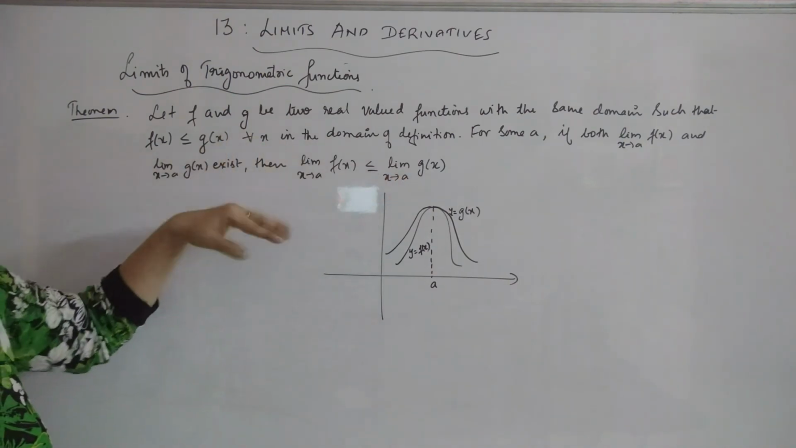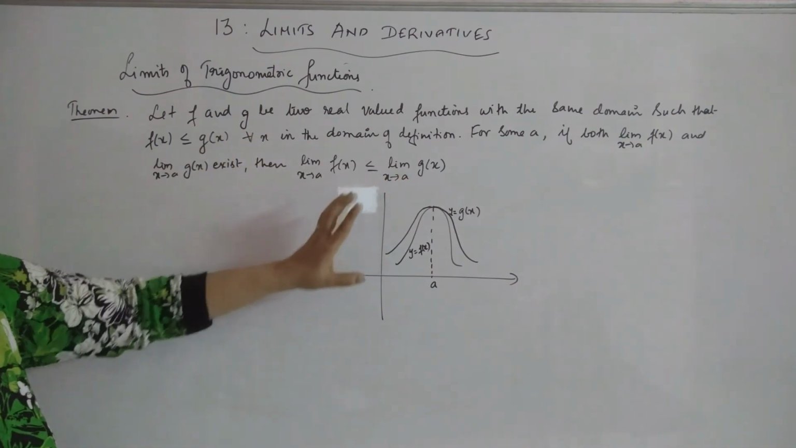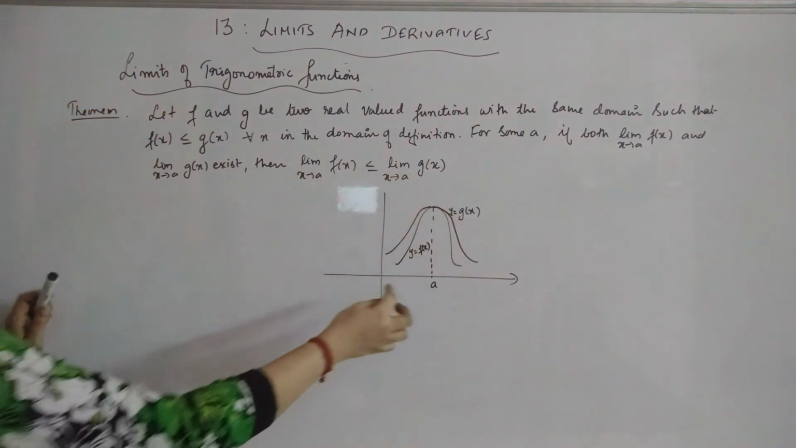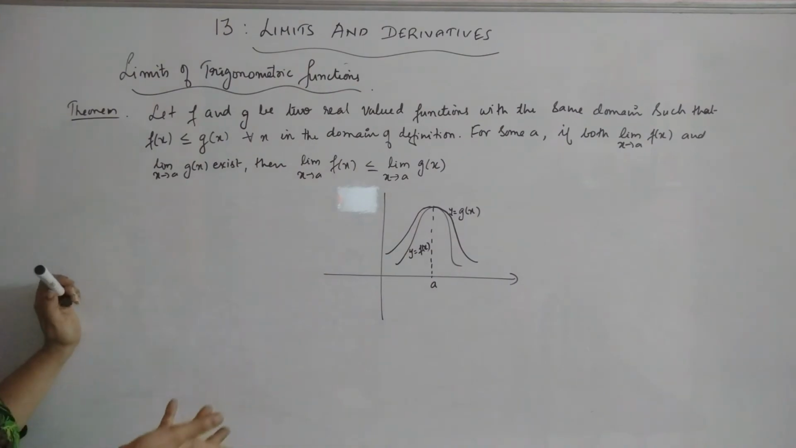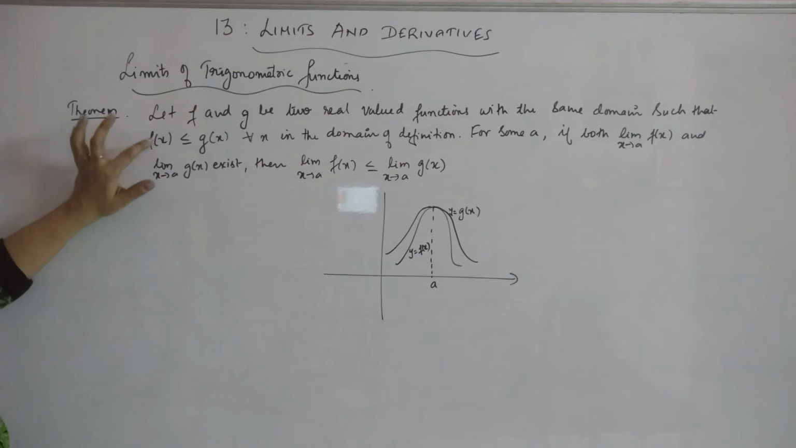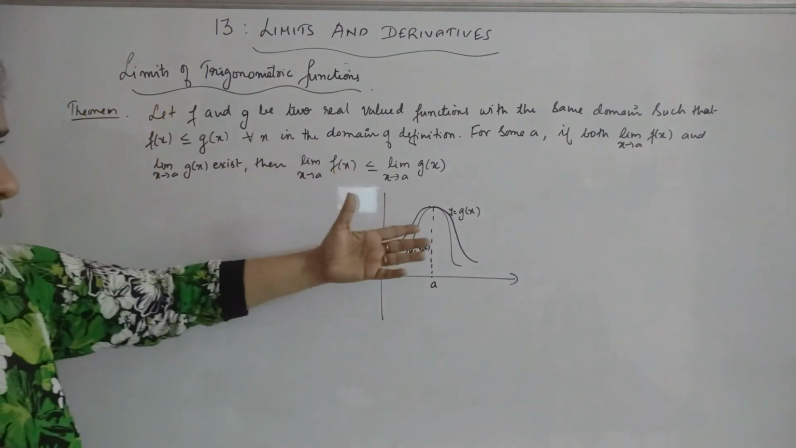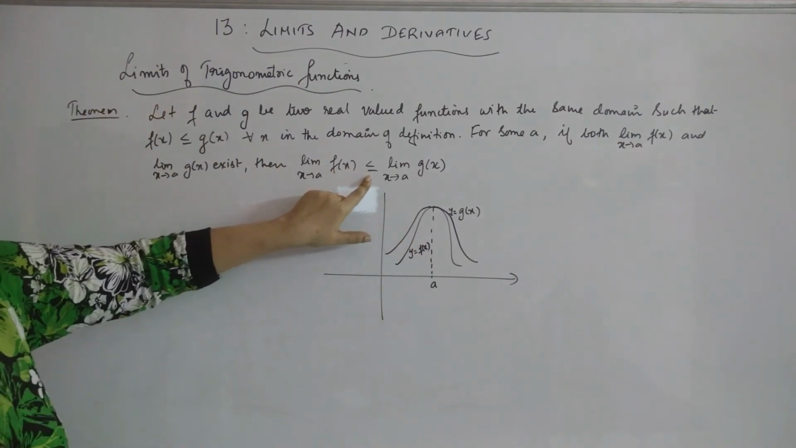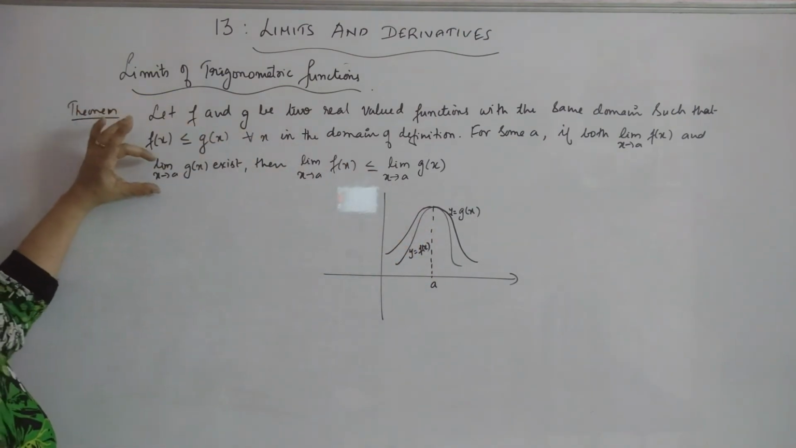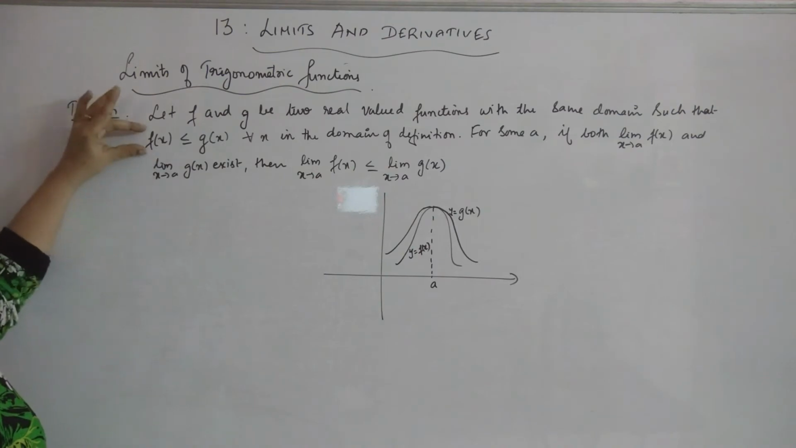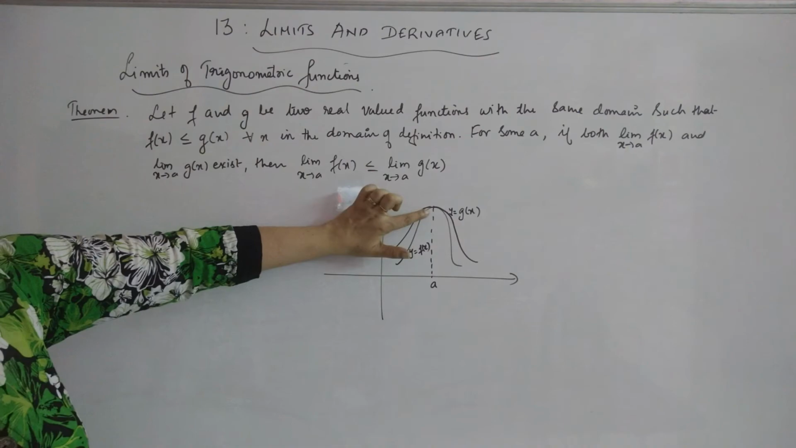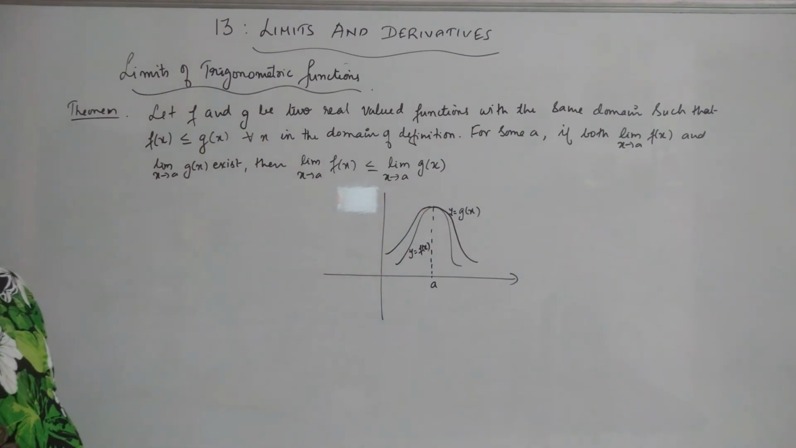So g of x is having a greater value than f of x for any point in the domain, and at some point, the same point, they can get the same value because the function can have equality also. So f of a is equal to g of a, or it can be less than. So at that point, if both the limits exist, then you can say that the same condition will be followed at that point for the limit also.